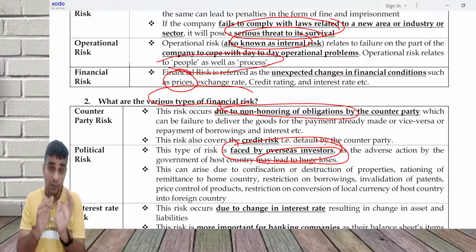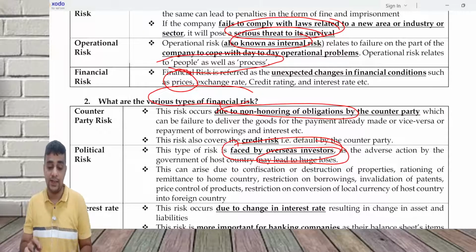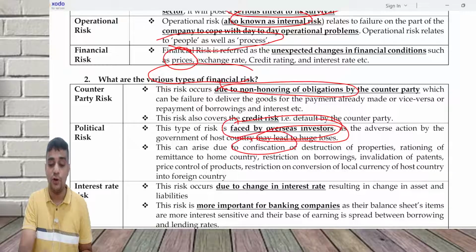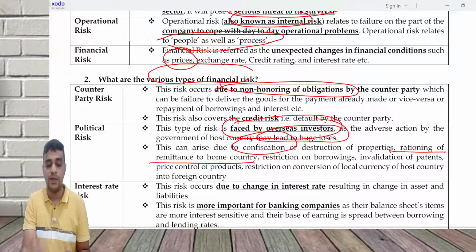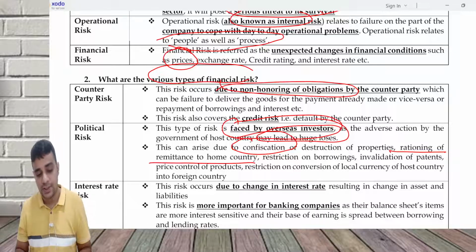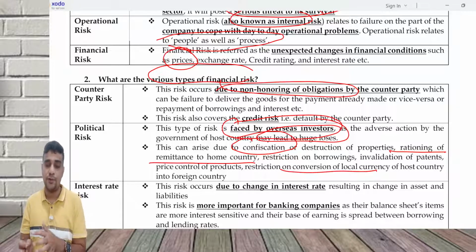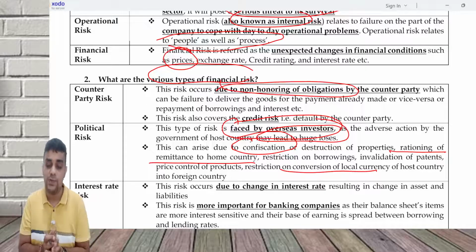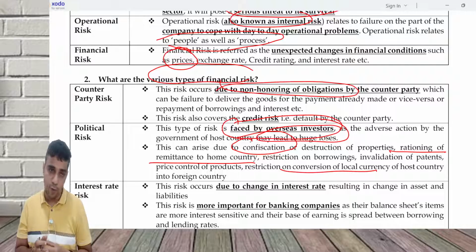Also, if it's a normal working scenario, no warlike situation, still the government of that country can say, I am going to confiscate all your property. I am not going to allow you to remit any money outside. Assuming you invested in Sri Lanka, you made profits. They are saying, I am not going to allow you to remit this money back. You will have to use that money only in Sri Lanka. Some borrowing restrictions are there. Restrictions on conversion of local currency or host currency into foreign currency. So a lot of restrictions can be brought in by the government, normally faced by overseas investors.